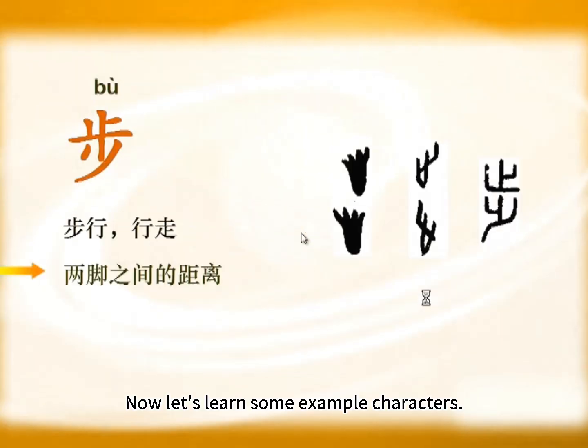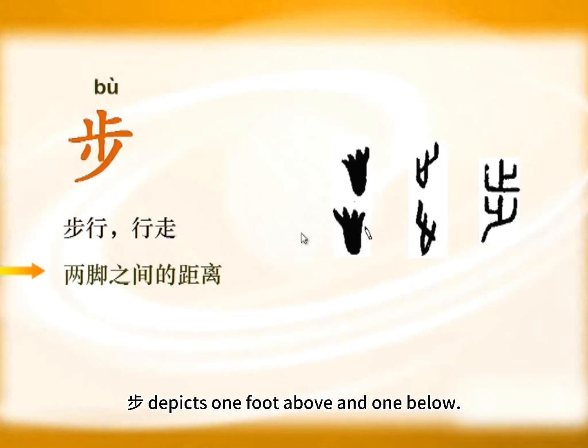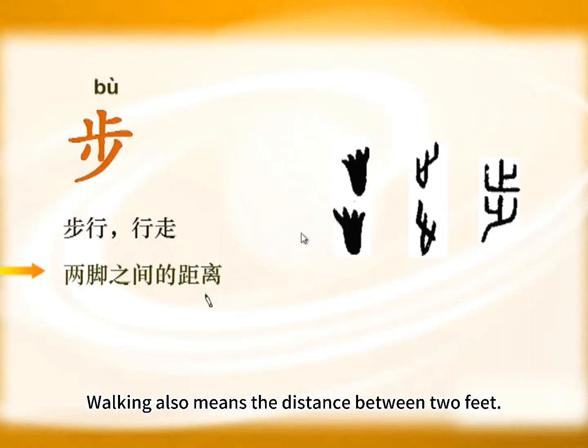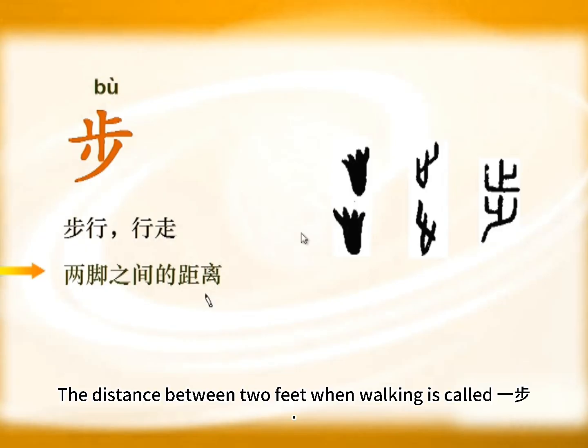Now let's learn some example characters. First, look at the character Bu. Bu depicts one foot above and one below. If you observe carefully, you'll find these 2 feet actually depict a left foot and a right foot. These 2 feet represent walking. Walking also means the distance between 2 feet. The distance between 2 feet when walking is called yi bu.